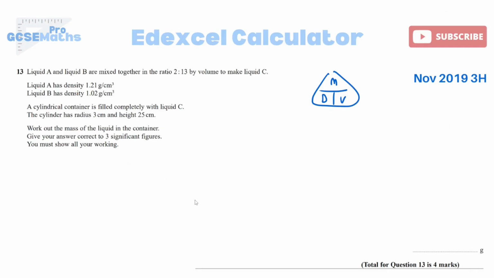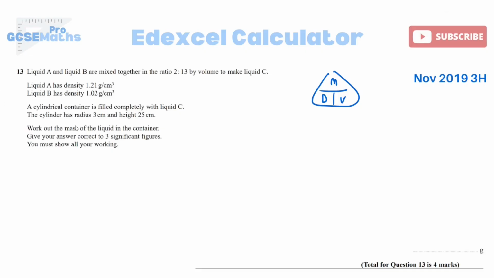So for question 13, we have liquid A and liquid B mixed together in a ratio of 2 to 13 by volume to make liquid C. Liquid A has a density of 1.21 grams per centimetre cubed, and liquid B has a density of 1.02 grams per centimetre cubed. A cylindrical container is filled completely with liquid C. The cylinder has a radius of 3 centimetres and height 25 centimetres. So again, another cylinder. Work out the mass of the liquid in the container. Give your answer correct to 3 significant figures.